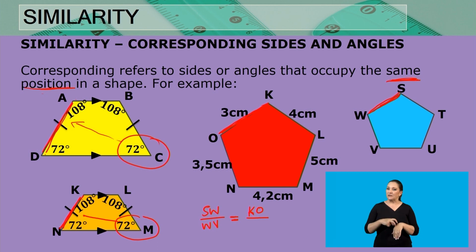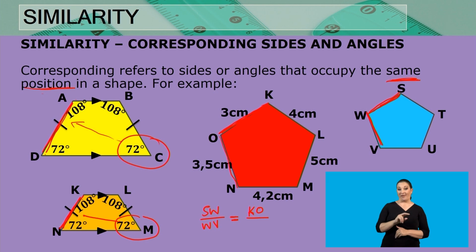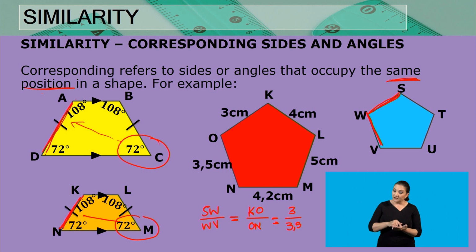now we would have to go and take a side that corresponds with our WV. And which side is that? Yes, that would be our ON. So that would be divided by ON. And since we have values in this first pentagon here, we can say that SW divided by WV will be equal to 3 divided by 3,5 centimeters. And we would be able to calculate that because the shapes are similar.